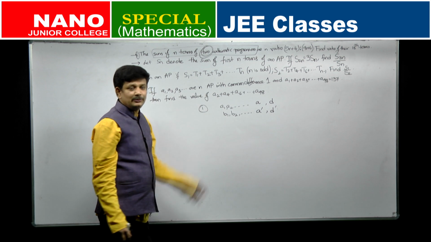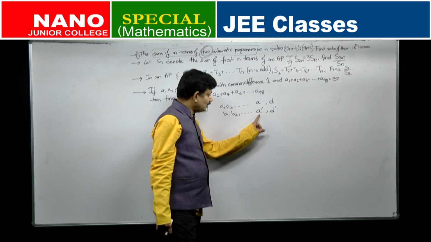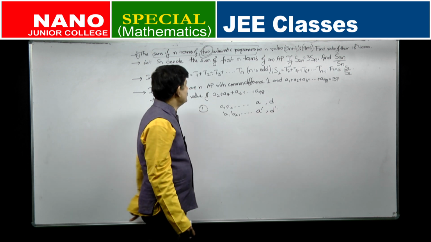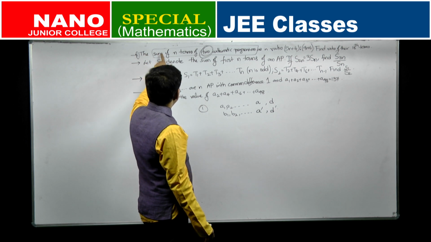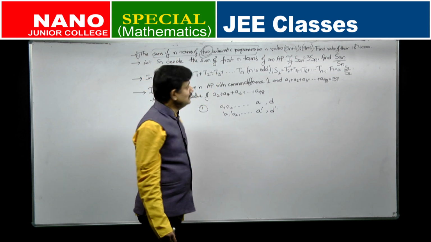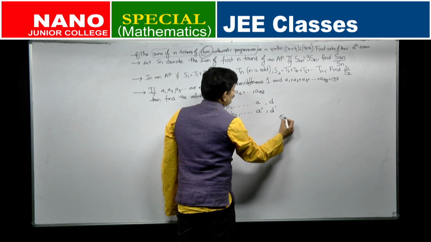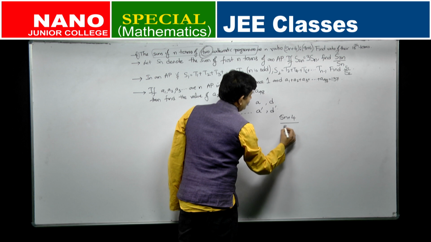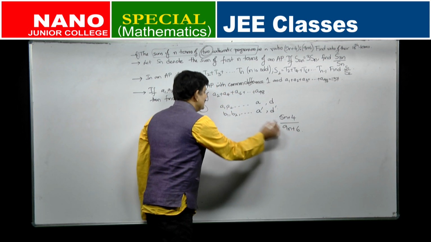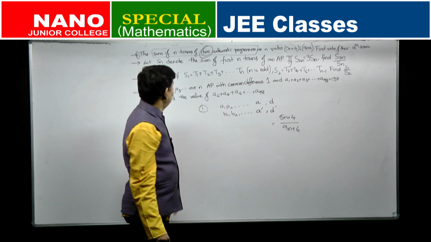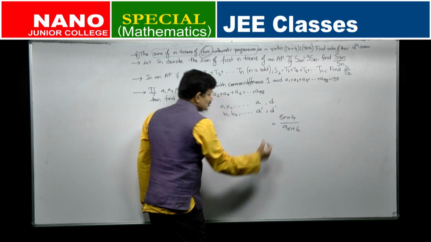So, I have two arithmetic progressions, first one with first term a and common difference d, second one with first term a dash and common difference d dash. Now, what is given to you? The sum of n terms of these two arithmetic progressions are in the ratio 5n plus 4 divided by 9n plus 6. What are in the ratio? Sum of n terms of these two arithmetic progressions are in this particular ratio.